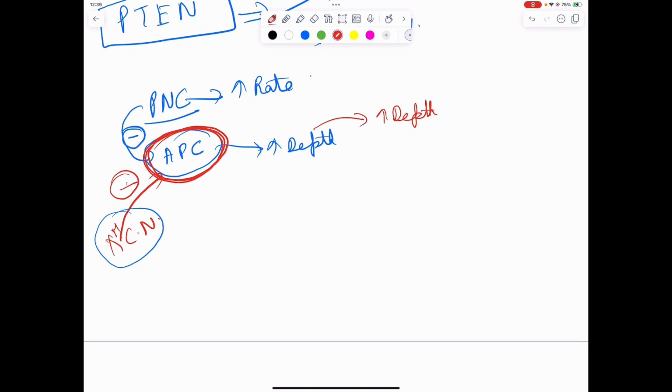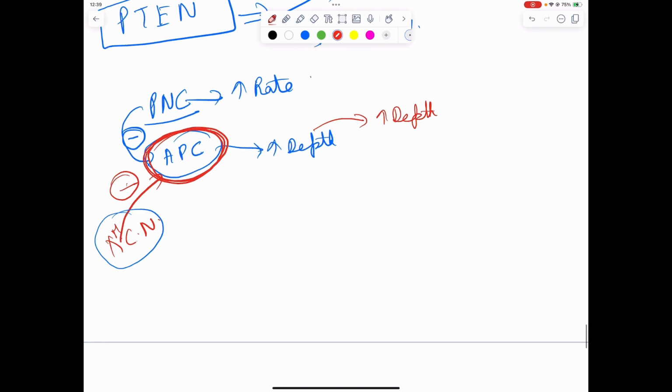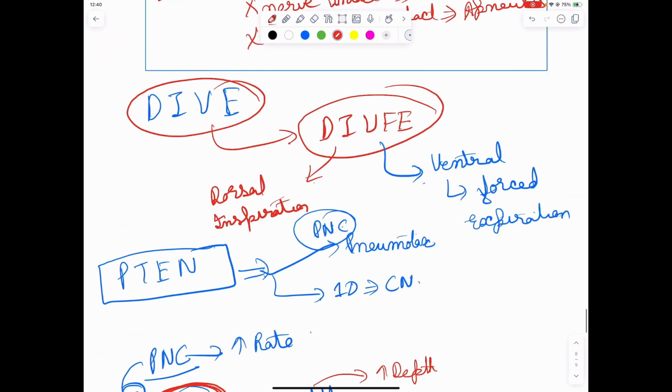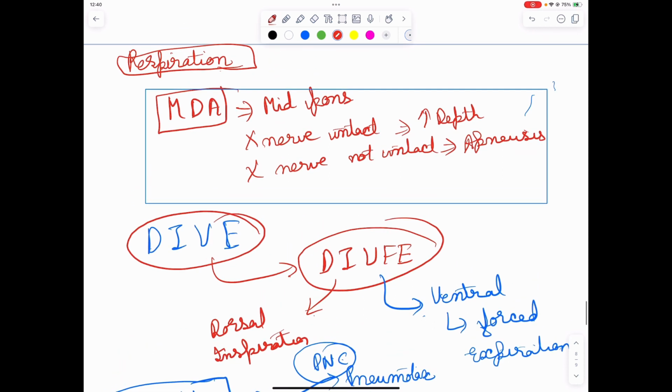So after understanding the whole thing, what we come to the conclusion is that in a mid-pons section, if the vagal nerve is intact, then the depth would increase. When the vagal nerve is not intact, then there would be apneusis. Invariably, if they are going to frame a question from here, just remember that nerve intact increases the depth. If the nerve is not intact, then the apneustic center takes over.